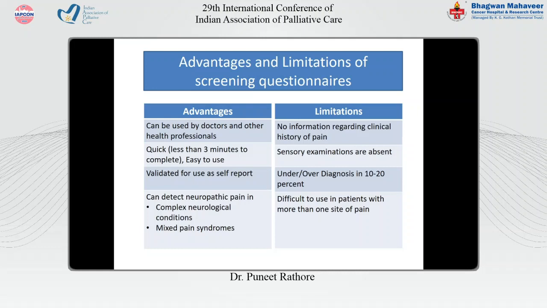And what about the limitations? There is no information regarding the clinical history of pain. Often necessary examinations are absent. Under and overdiagnosis occurs in around 10 to 20% with more than one site of pain. The site with the most severe pain gets the attention, and the questions are focused and asked related to that site only.